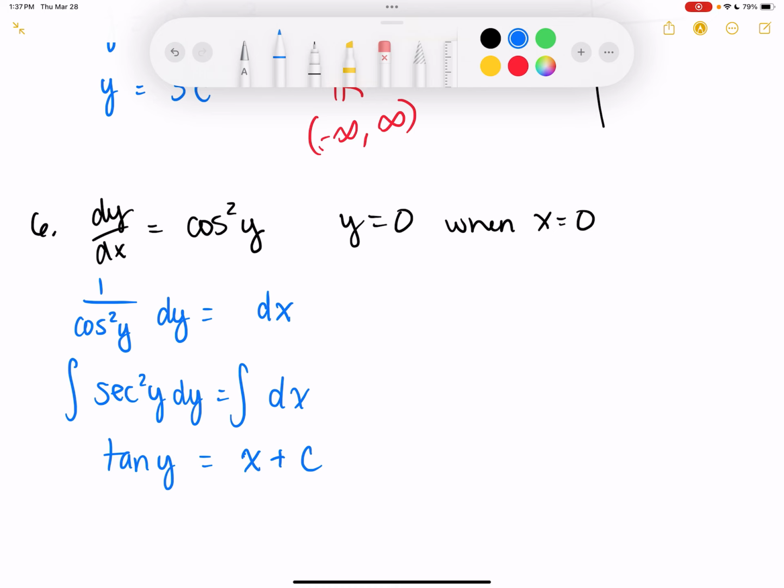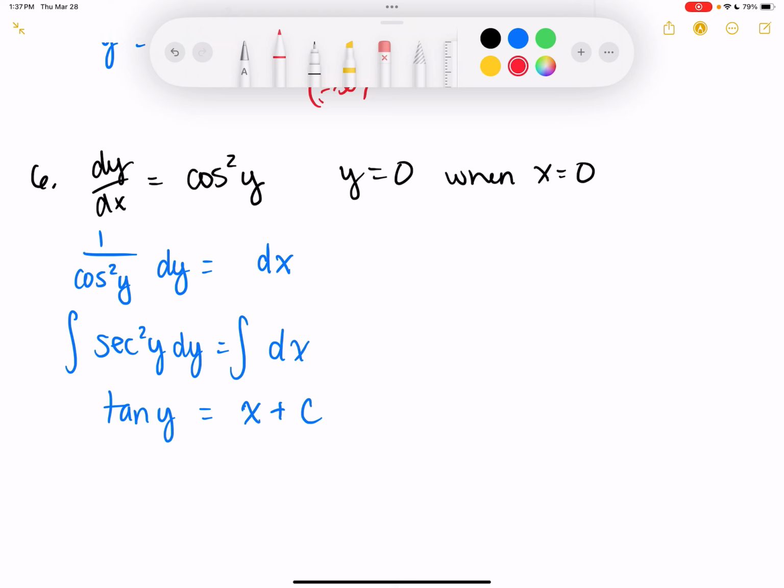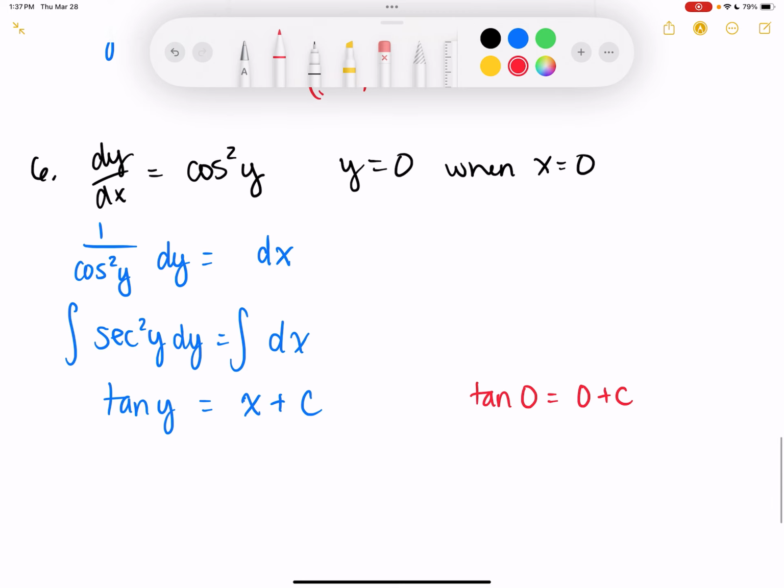So now again, we could go ahead and solve out for y if we want, or we can go ahead and solve for C, either way. Which one do y'all want to do? It really doesn't make a difference. Solve for C. Alright, so we're going to have the tangent of 0 is equal to 0 plus C. What's the tangent of 0? 0. So C is equal to 0. So that just means that C is going to disappear at this point. So I've got tangent of y is equal to x because C was 0.